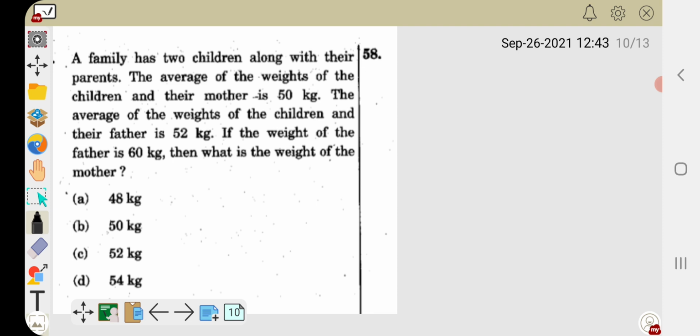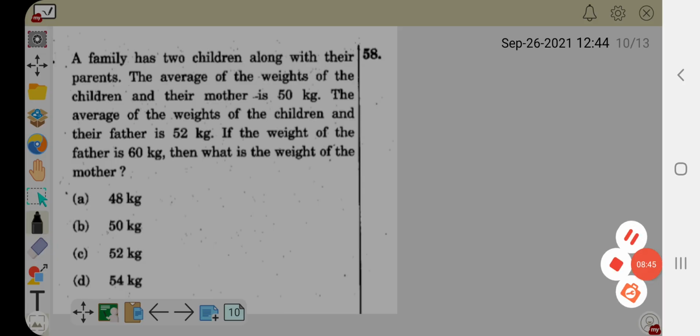Next question is, a family has 2 children along with their parents. The average weight of the children and their mother is 50 kg. Now we will continue this question in our next video.